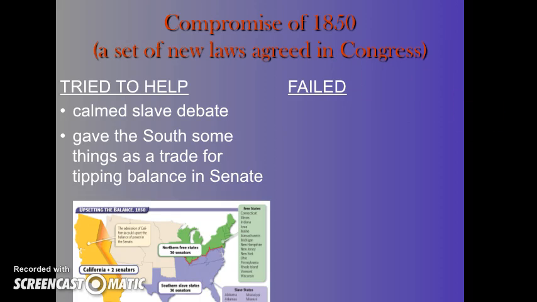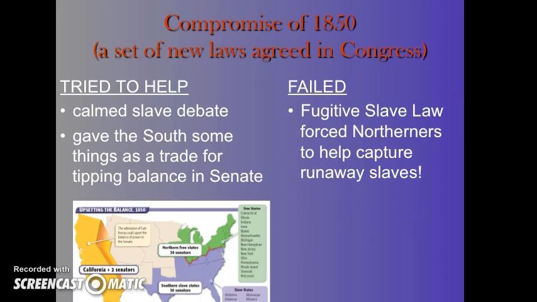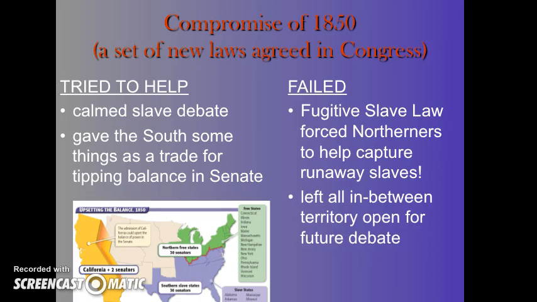But, yeah, it failed. One of those things that was given to the South was a new law that made it a federal crime to help runaway slaves, to help anyone escape from slavery. So you got Northerners, and this is a big deal in the Boston area. A number of slaves get caught, and there's a lot of protest about that.